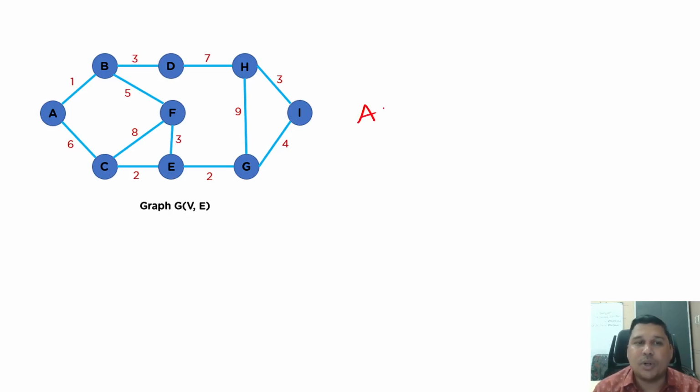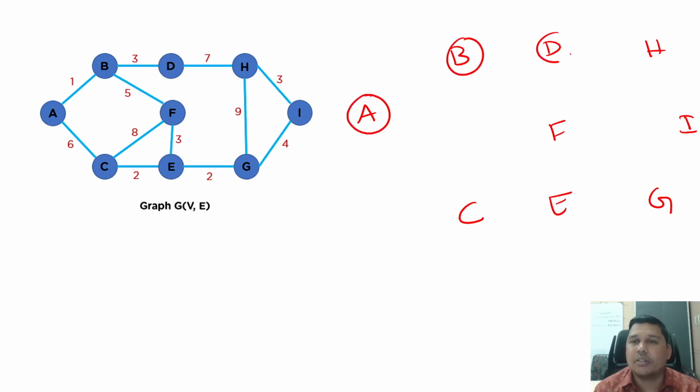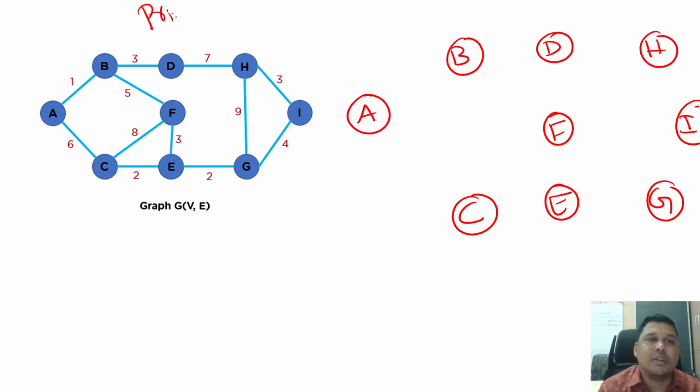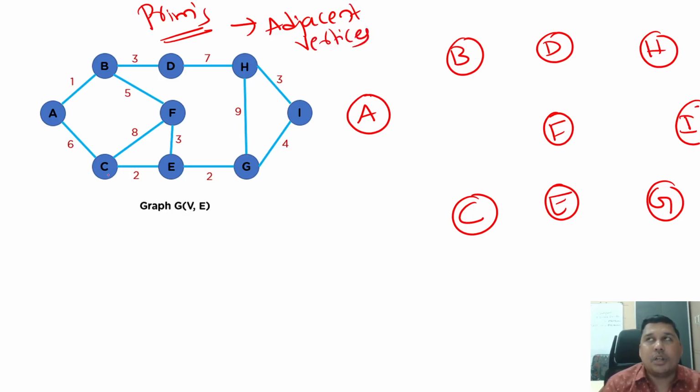Okay, so let me note down the vertices A, B, D, H, and here we have F, E, C, G, and I. So these are the vertices we have here, right? Just forming the graph. We are applying Prim's algorithm. It always says select the adjacent vertices. Now you can start from any place.